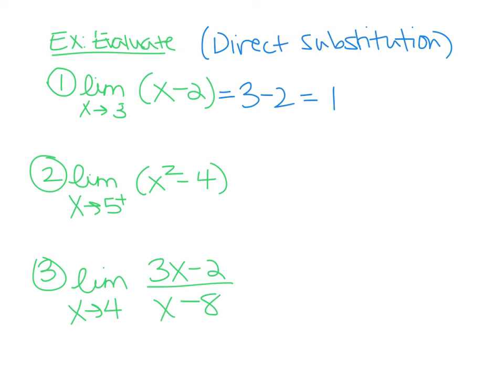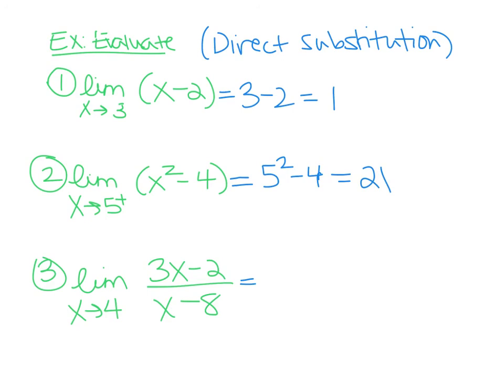For number 2, this one looks a little bit harder because the 5 has a plus sign, meaning it's a right-hand limit. However, because x squared minus 4 is continuous at x equals 5, it doesn't actually matter if we have a plus there or a minus there. The answers will all be the same. If it was not continuous, which you would know if it had a denominator like x minus 5 in the denominator, then there would be other things that we would have to do. But in this case, it's continuous, so we're just going to substitute in 5. And when we do that, we just get 21.